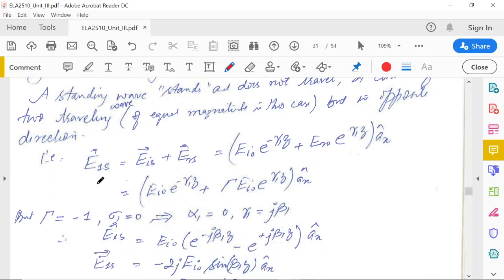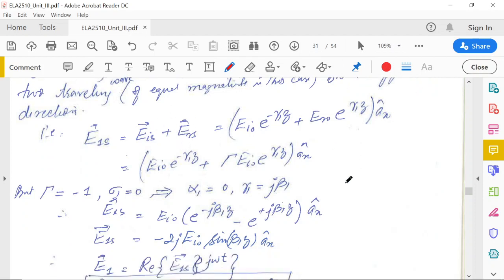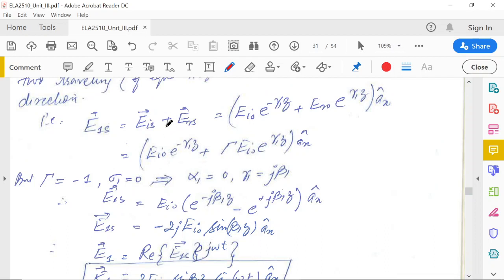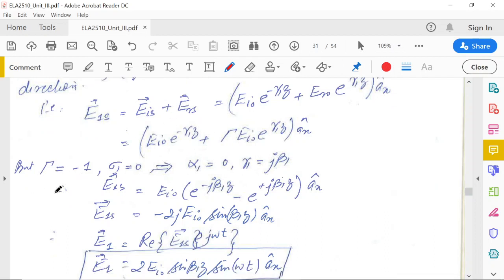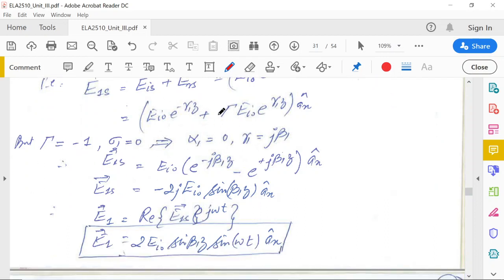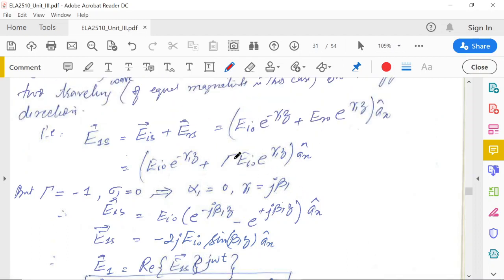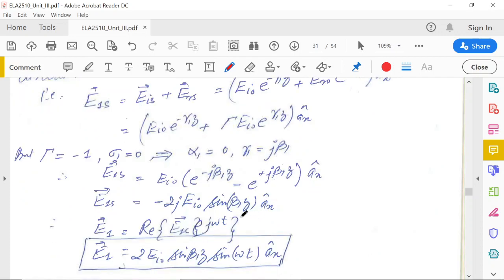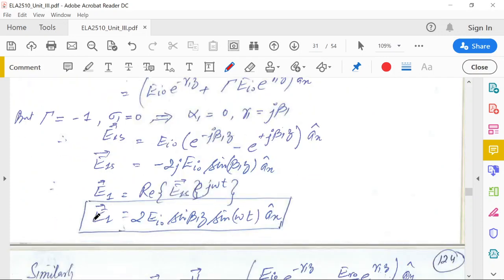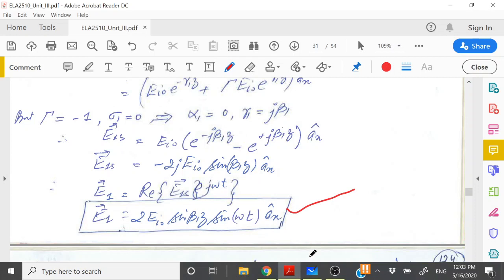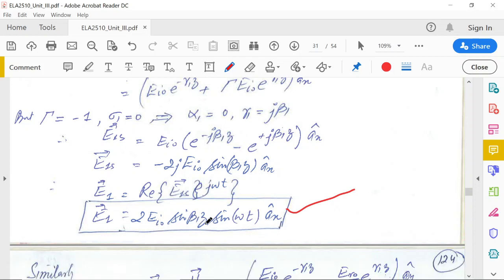So the resultant electric field is the incident electric field plus the reflected electric field. In this case, the magnitudes are equal. You can use this expression and put gamma equal to -1. Finally, the resultant instantaneous electric field is given by this expression: 2Ei sine beta z sine omega t.